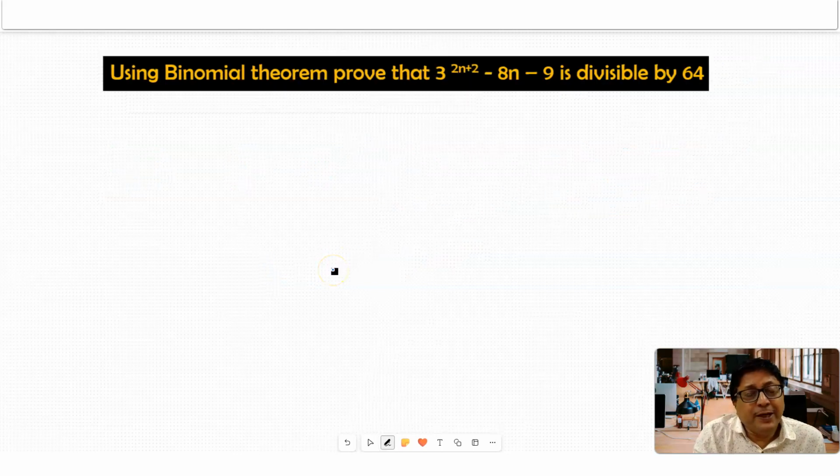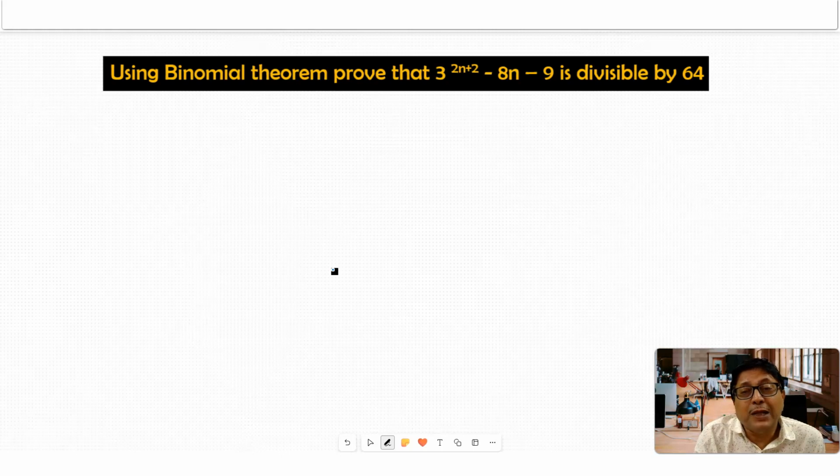A question may arise in this manner also: using binomial theorem, prove that 3 to the power 2n plus 2 minus 8n minus 9 is divisible by 64. You have to link it with binomial theorem. Then this proof is the easiest one. By using the principle of mathematical induction, you can prove it, but this is a better method, more elegant than the other methods. Okay, so we'll be using binomial theorem to get it very fast.